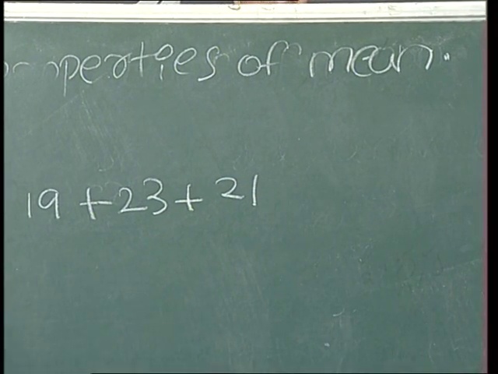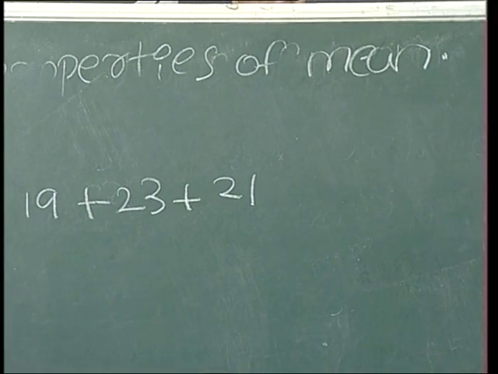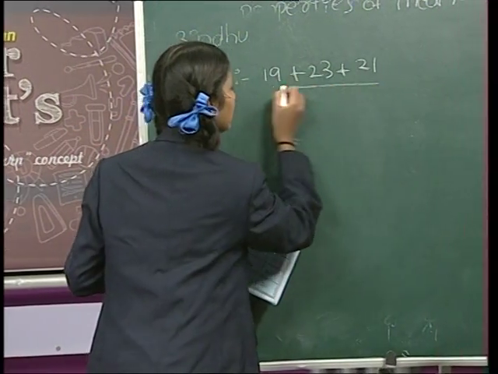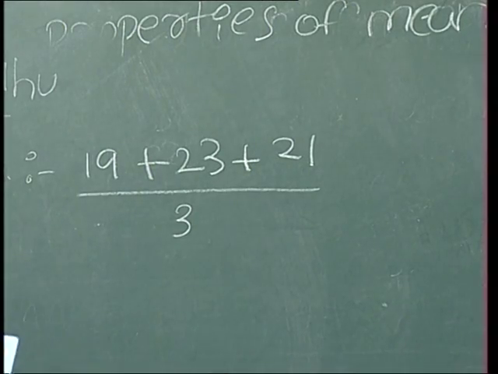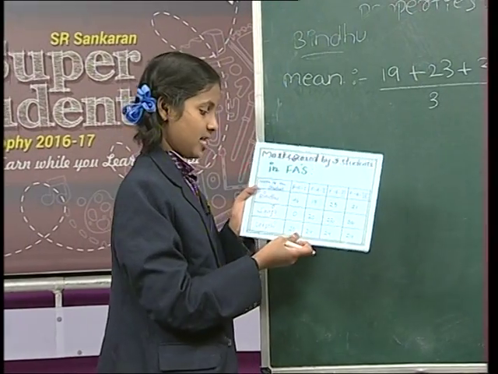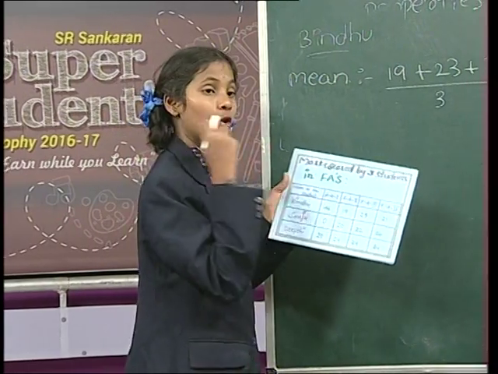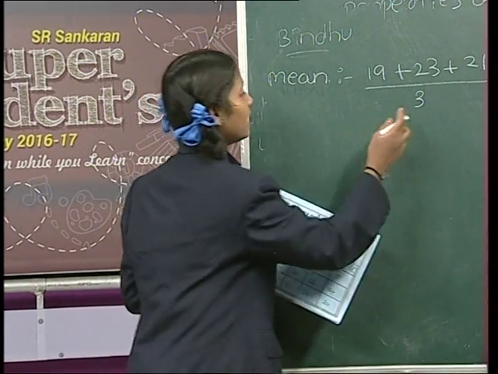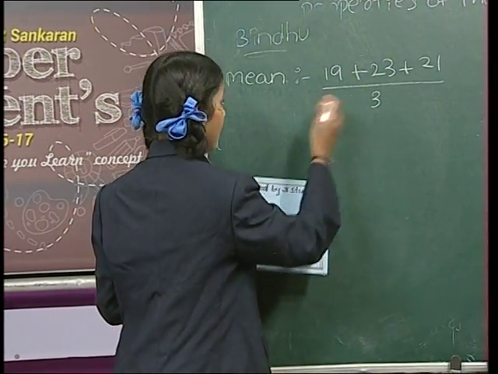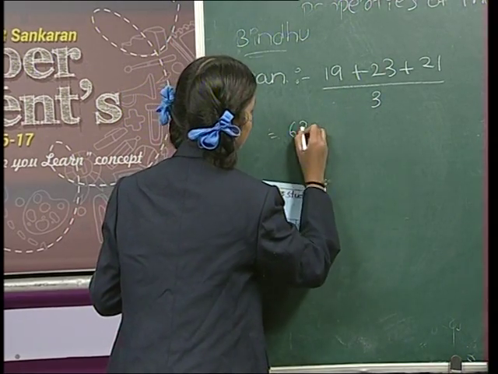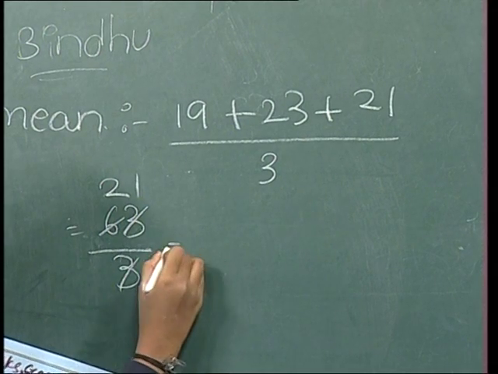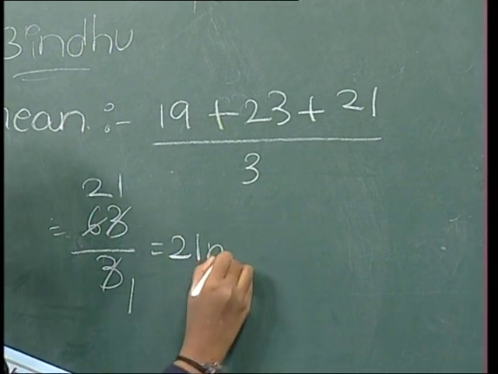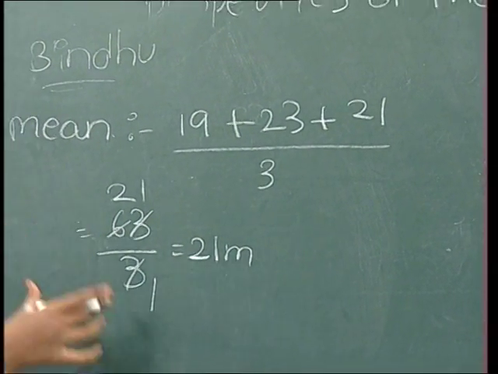What should we divide with? Yes, Swaro, exactly 3. Why do we divide with 3? Because here she attempted only 3 tests. So we divide with 3. The sum of all these marks is 63 by 3, which is equal to 21. 21 marks is the average of Bindu's marks.